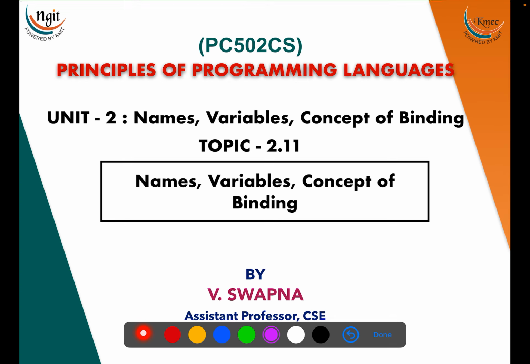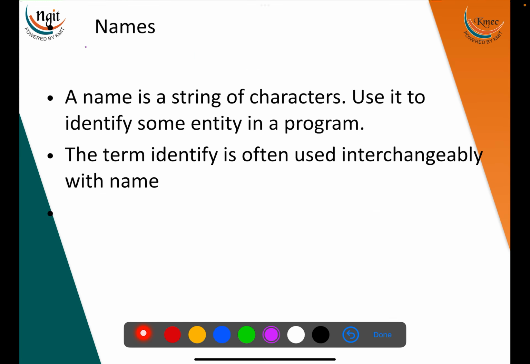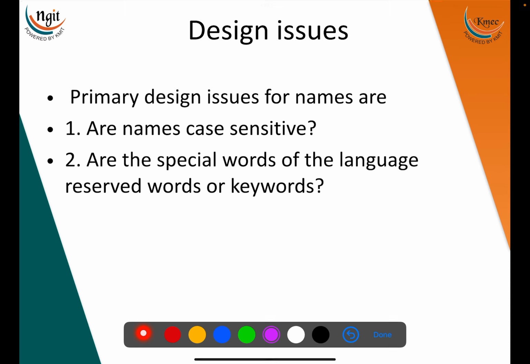Now today we'll be going to talk about the next concept of second unit, which is names, variables and the concept of binding. Now let's get started. So basically, what is a name? A name is a string of characters. It will be used in a program as an entity. This is also called an identifier simply. So identifier and names both are interchangeable things.